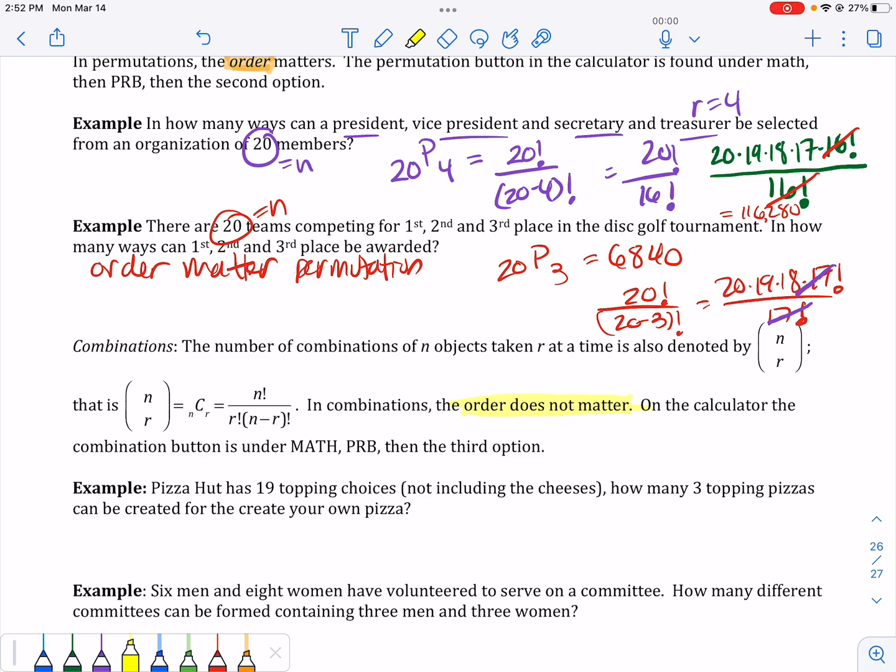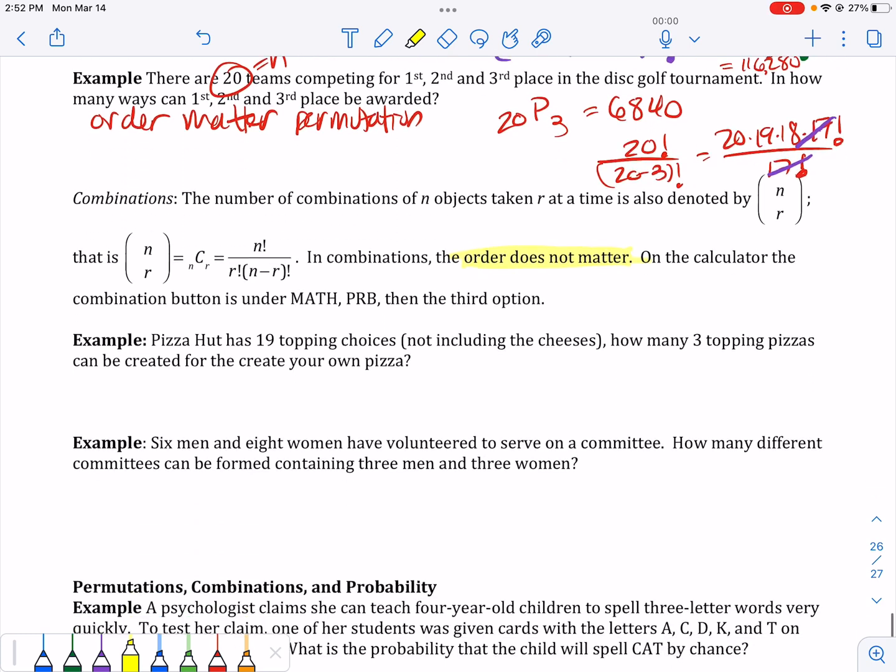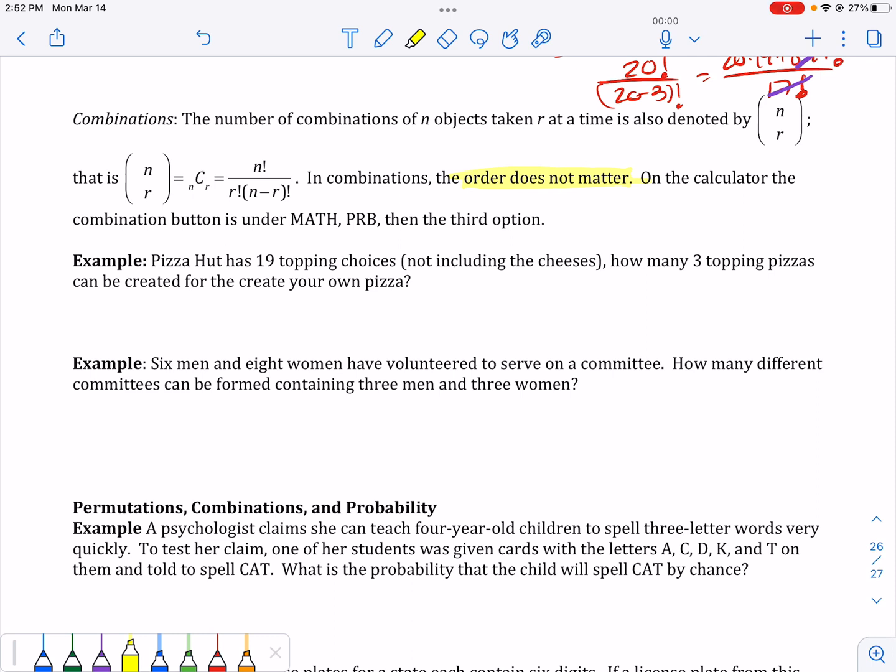Right? So that is also under the calculator. So if we look, Pizza Hut has 19 topping choices, not including the cheeses. How many 3-topping pizzas can be created for the create your own pizza? All right? So in this case, the order doesn't matter. So that means that we're using a combination.